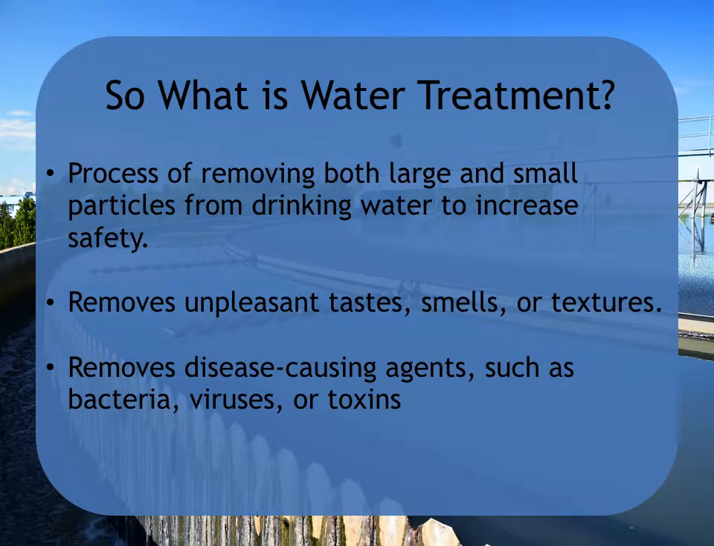So, what is water treatment? Water treatment is the process of removing particles of all shapes and sizes from water used for domestic purposes. This could include water for drinking, washing, or agriculture. The more noticeable effects of this process are the removal of any visible dirt, unpleasant smells and tastes, or any unwanted textures. The less visible, but arguably more important effect of this process is the removal or elimination of any disease-causing agents, such as toxins, bacteria, viruses, and many others.